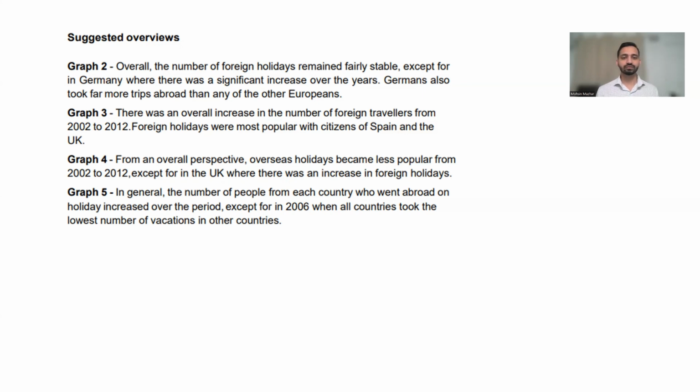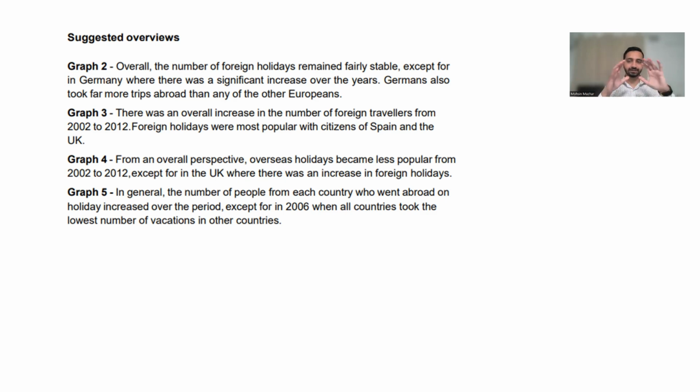Graph 3, there was an overall increase in the number of foreign travelers from 2002 to 2012. Foreign holidays were most popular with citizens of Spain and the UK. Graph number 4, from an overall perspective, overseas holidays became less popular from 2002 to 2012, except for in the UK, where there was an increase in foreign holidays. Graph 5, in general, the number of people from each country who went abroad on holiday increased over the period, except for in 2006, when all countries took the lowest number of vacations in other countries.